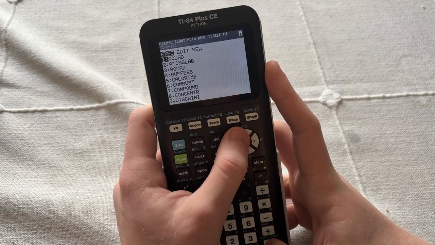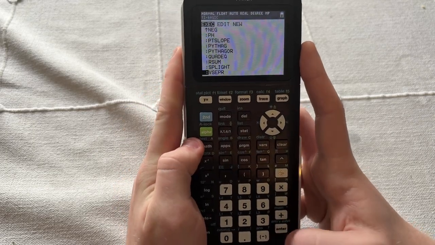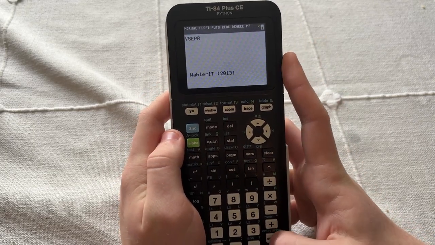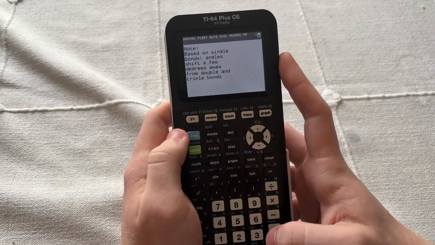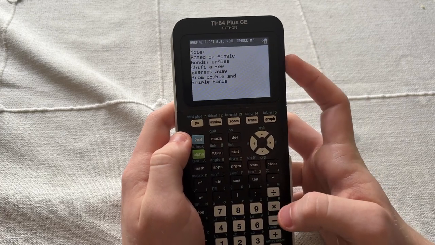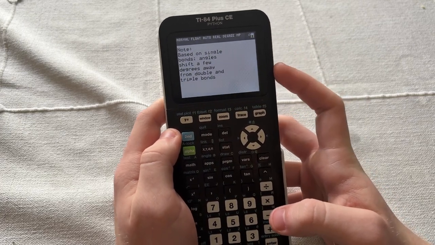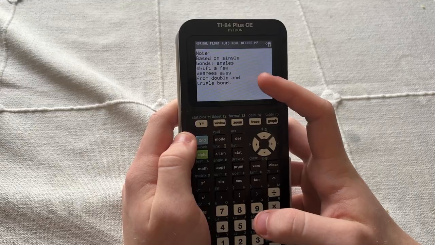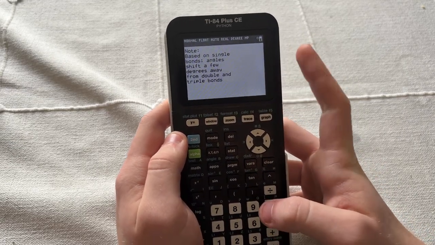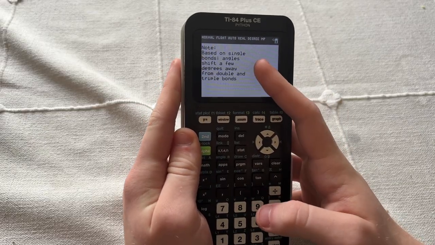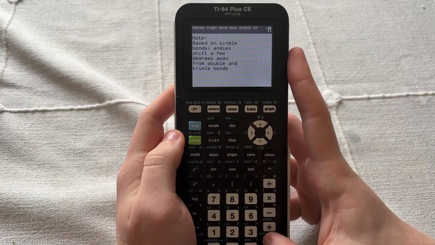We'll go ahead and do the last, but definitely not least, the VSEPR. So this one is for geometrical shapes of a molecule. So based on single bonds, angles shift a few degrees away from double and triple bonds. So this may not be accurate, but I had a question that related to single bonds and a triple bond on the test. So you can use this concept to find the answer to that, which was very helpful.